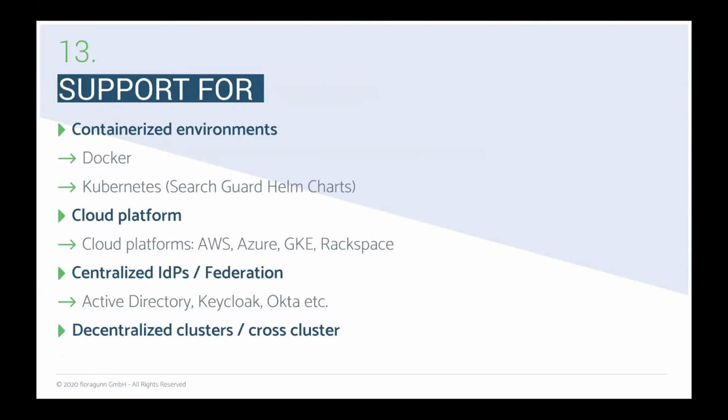So that means if we're looking at modern systems, you need to have, of course, support for containerized environments like Docker and Kubernetes, cloud platforms, centralized identity providers, often coupled with federation, like Active Directory, Keycloak, Okta. So we're basically talking about decentralized systems and, in that case, clusters. And of course, SearchGuard supports all of those features.